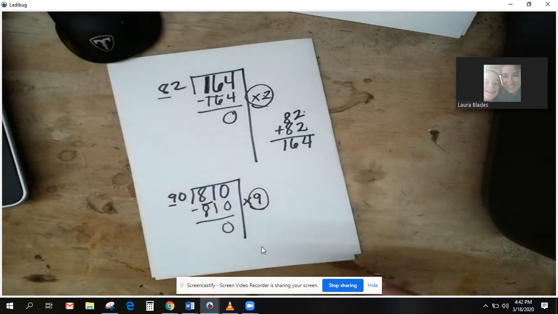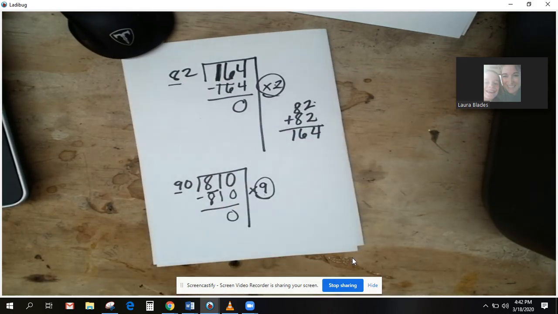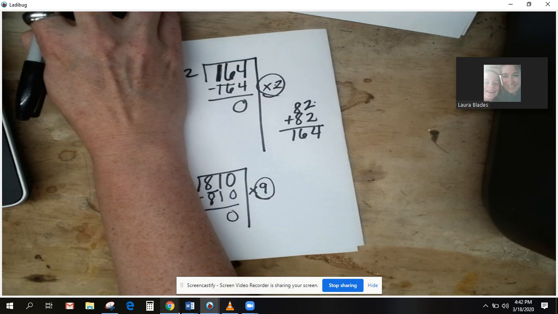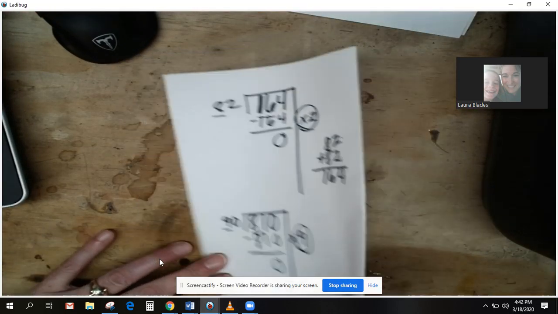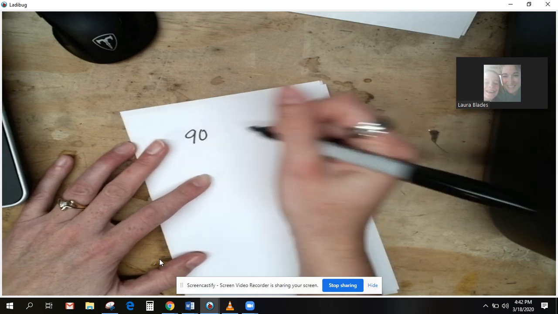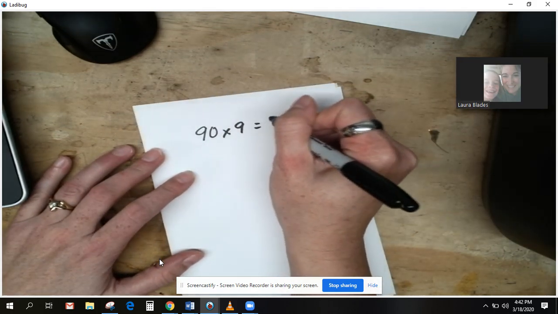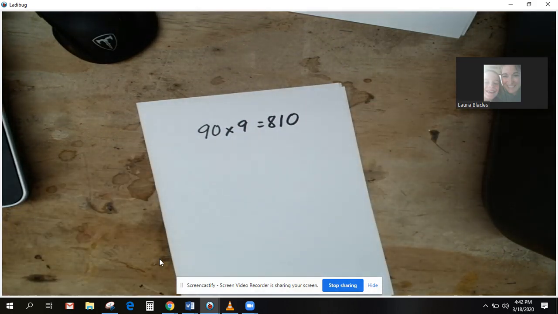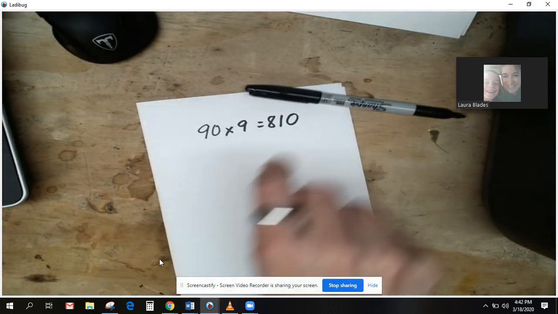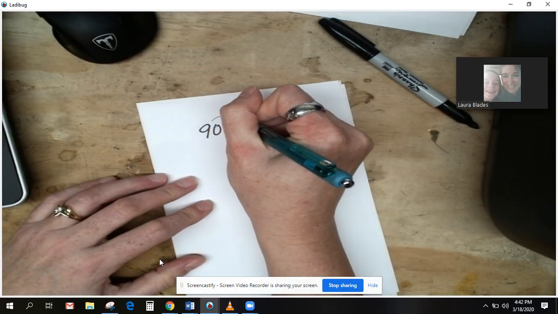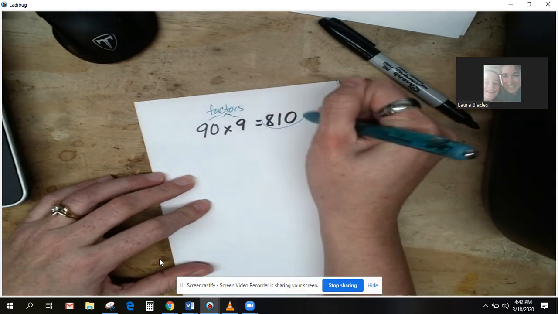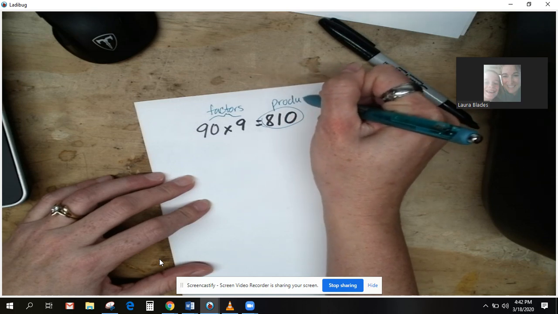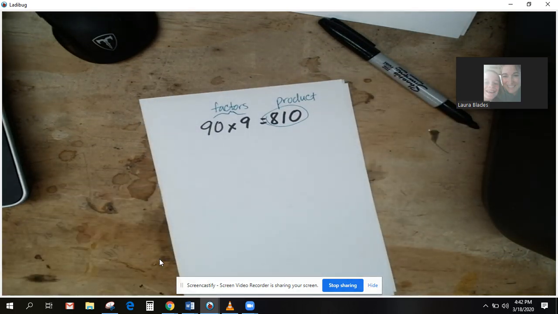Something interesting my students and I talk about a lot is that these problems all have names. So if we look at the equation, we have 90 times, and we discovered 9, equals 810. So the students typically hear these called factors and products. Both of these are factors, and this is the product, or the answer to a multiplication problem. Now that's fourth grade language.